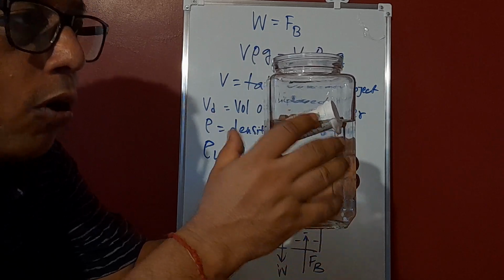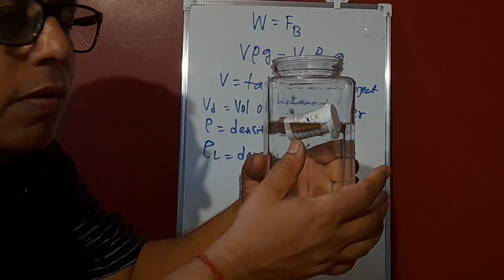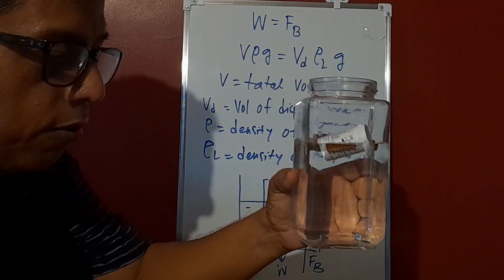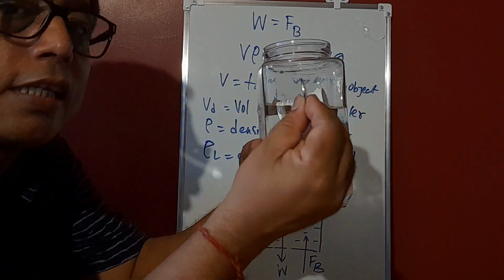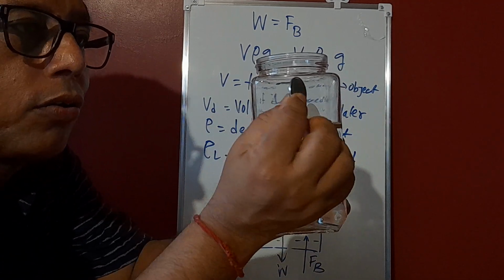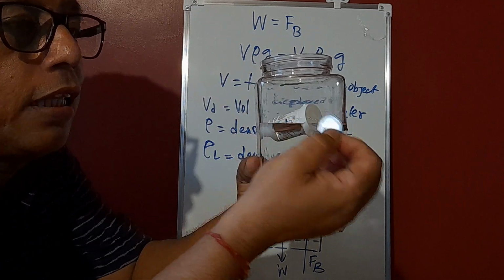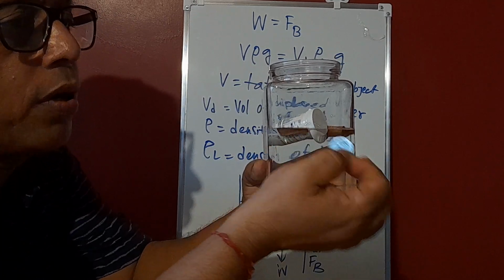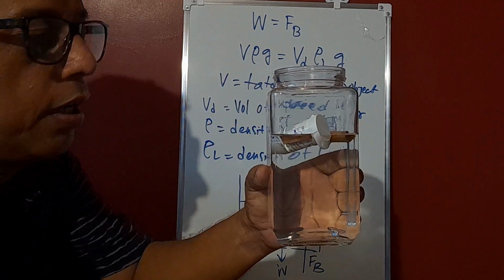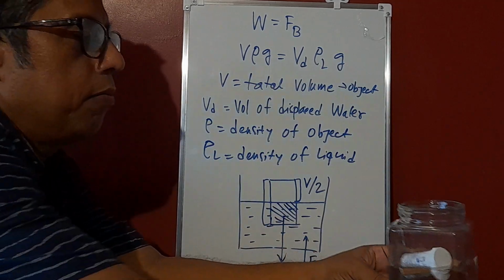The volume of the displaced liquid is also very important. For this metal, its density is higher and its displaced volume is lesser. So it's not getting the proper upthrust force to float itself, right? Okay.